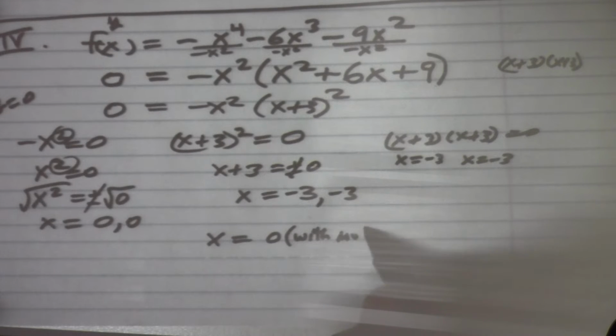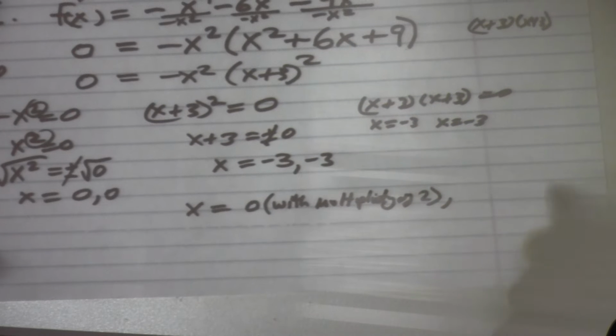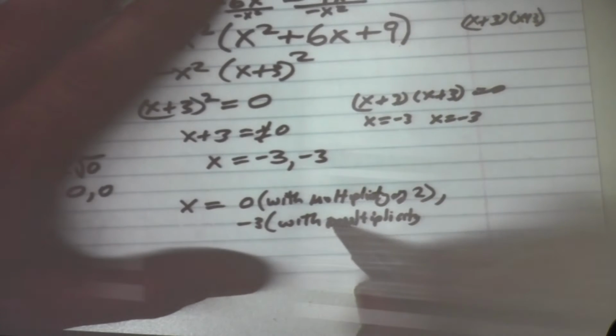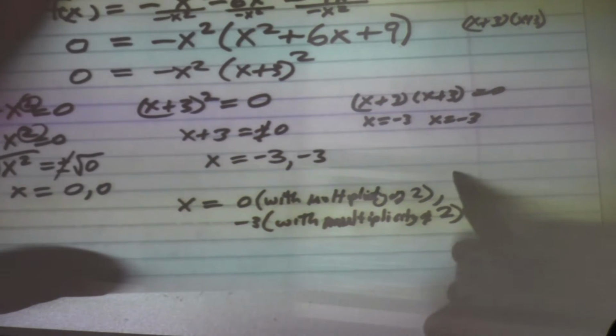with multiplicity of 2 and negative 3, and because it's not going to have enough room, I'm going to put it here. Negative 3 with multiplicity, there, now I think I said it right, multiplicity of 2. And so this would be the solution.